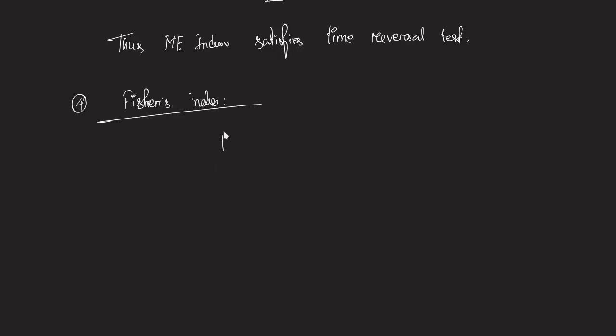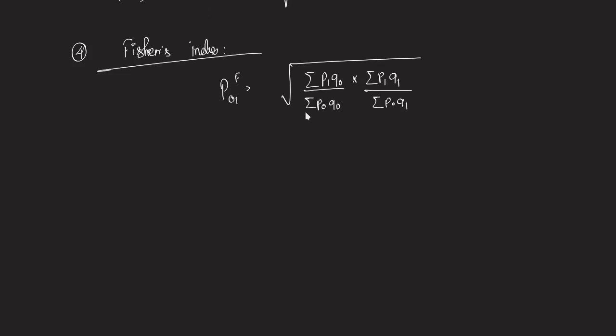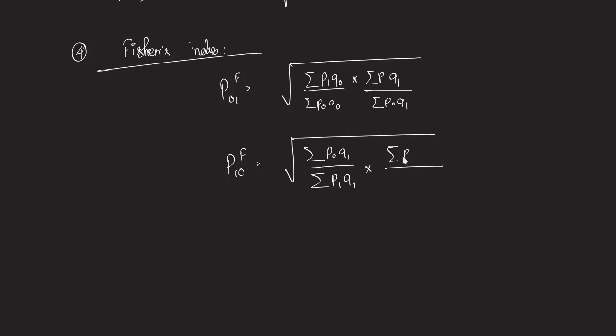So Fisher's index number P01F is given by root over summation P1 Q0 over summation P0 Q0 into summation P1 Q1 over summation P0 Q1. Now if we change the time to get P10F, then under the root the 1s will become 0 and the 0s will become 1, for both P and Q.